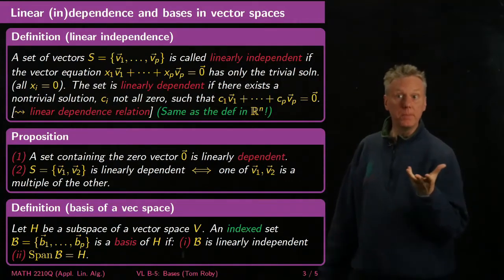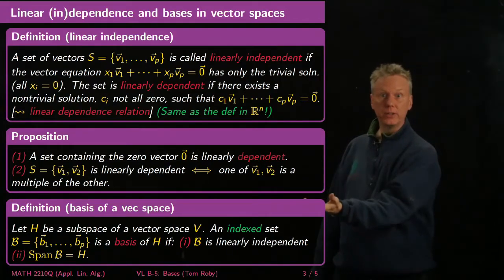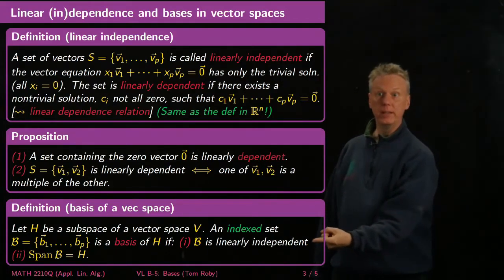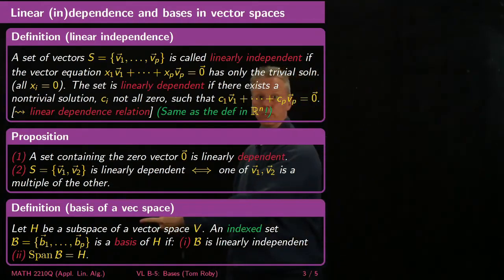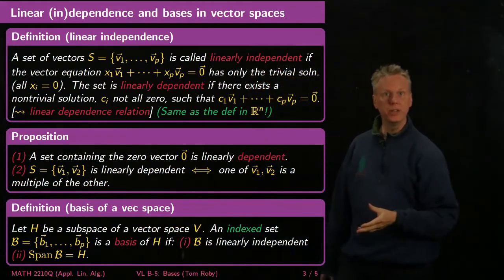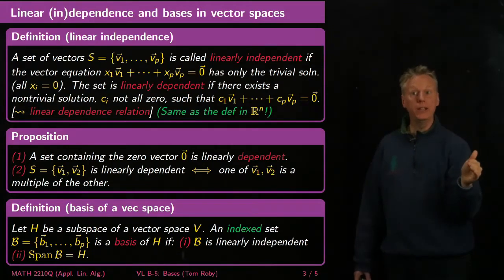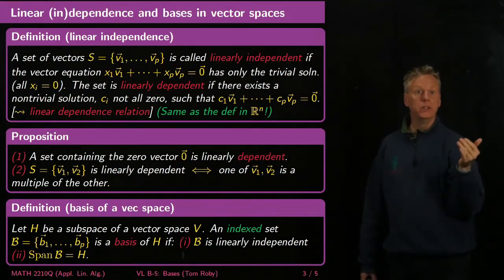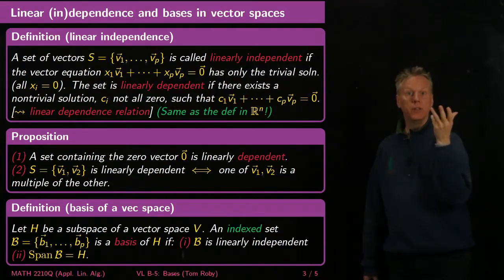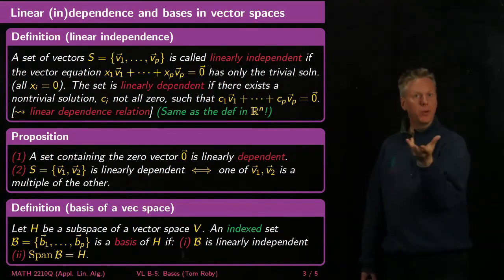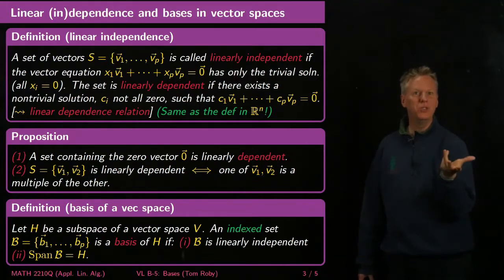All right, but so what is a basis? A basis is a set of vectors which is linearly independent and spans H. Right? So that'll be a basis of H. So the idea is that I can write any vector in H as a linear combination, and if it's a basis, not only can I write it as a linear combination, but I can do it in a unique way.